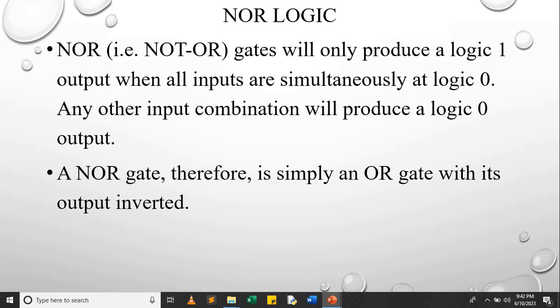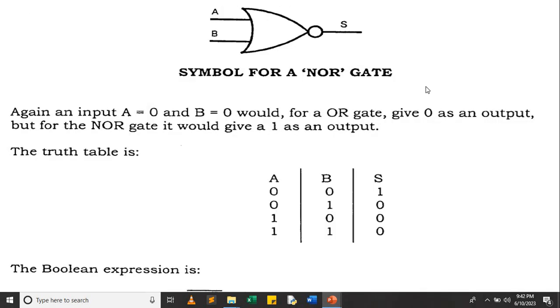We go to the NOR logic. NOT OR. We have the OR gate with a NOT. You see this thing? If you get a NOT gate, you have A or B. This thing is supposed to produce a 0. If you invert it, you get a 1. A or 1 is supposed to produce a 1. You invert it, you get a 0.